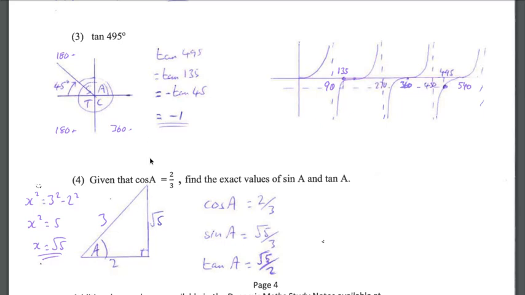So I've used a bit of Pythagoras to find out the opposite side, the missing side here. So 3 squared minus 2 squared, hypotenuse squared minus the adjacent side squared. So that's 5, and square rooted, the height will be root 5.